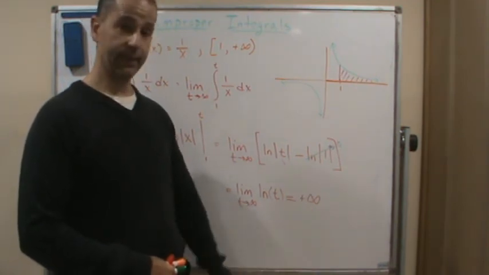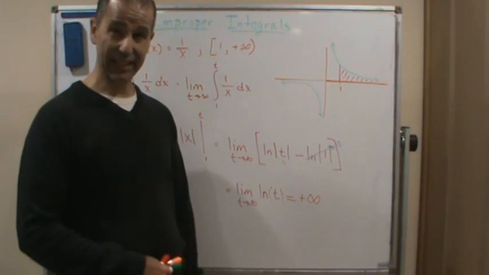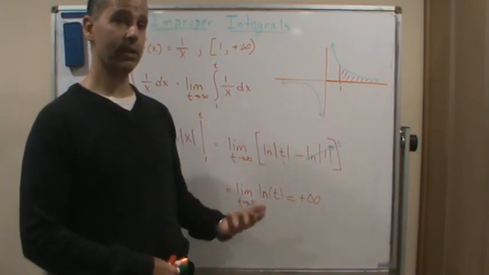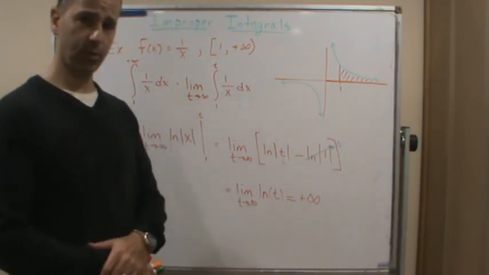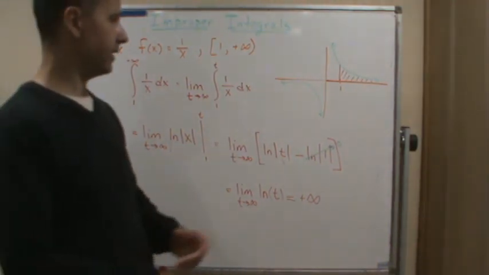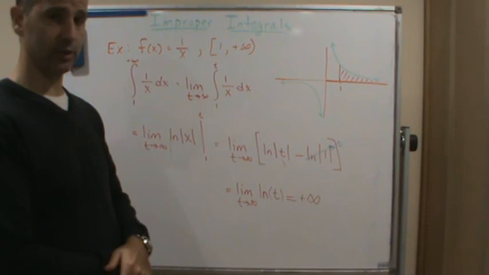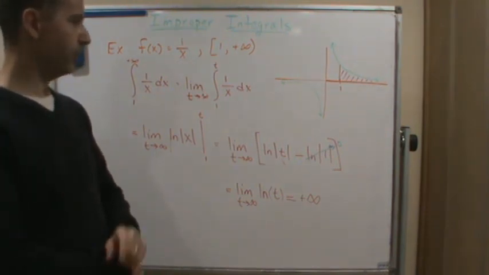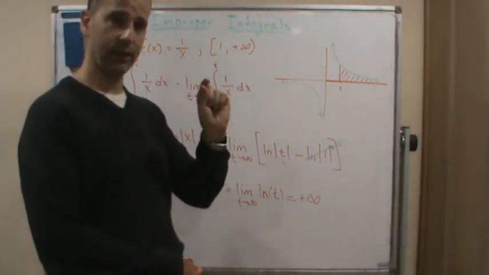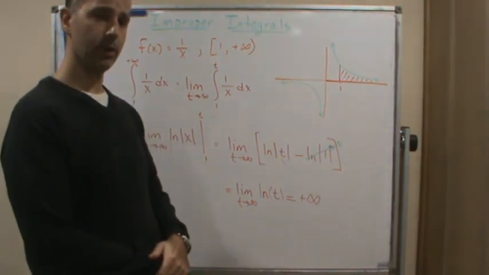So the area is infinite, which might be surprising, but that's the truth. That's the fact. So the area under this curve from 1 to positive infinity is actually infinite, even though the amount of area that you're adding is getting smaller and smaller and smaller.